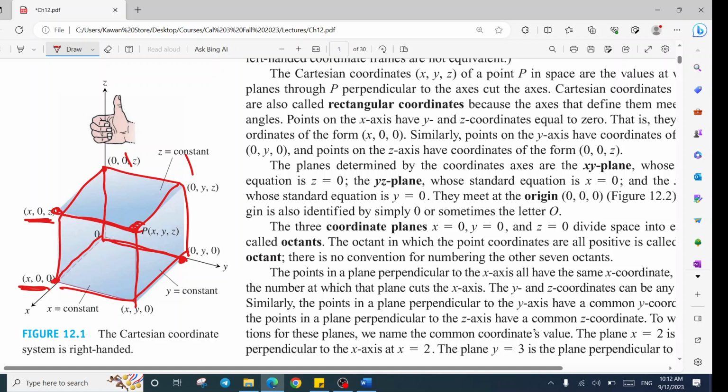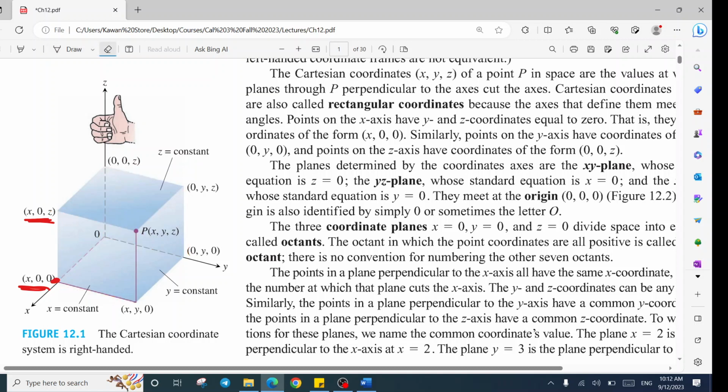Only one point. Which point? For example, 1, 1, 1. So if you want to locate 1, 1, 1, this is your point. Understood? So 1 on x, 1 on y, I'm here. 1 on z, I say 1 like that. This is z, this is x and this is y. So 1x, 1y, 1z, and I'm here.